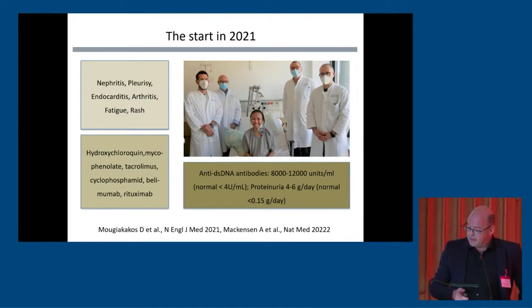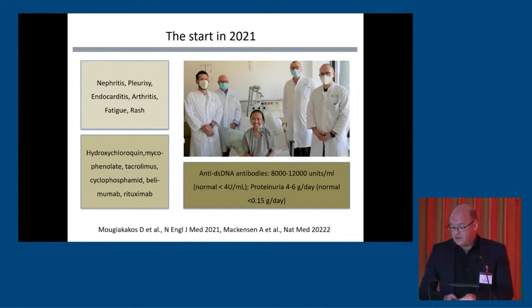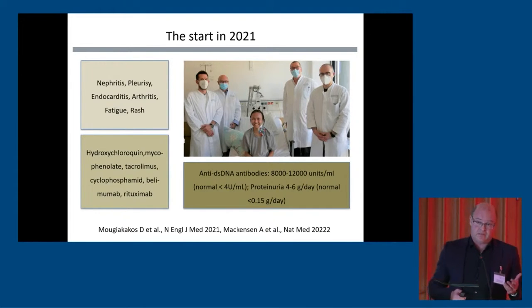Regarding her disease activity, you can see that she has very severe proteinuria with 4 grams of protein per day, and very high double-stranded DNA antibodies. Since she had received everything, and really had a poor prognosis in that situation, we decided in an interdisciplinary conference that she would be eligible for CAR T-cell therapy.